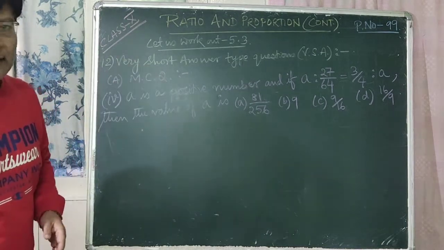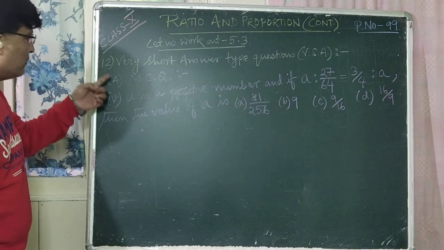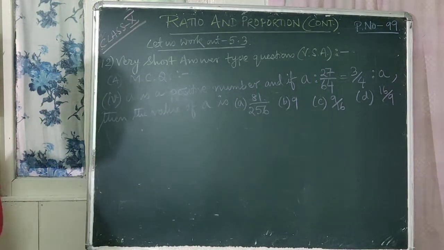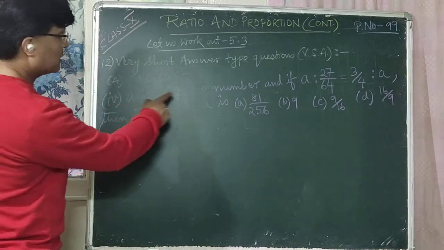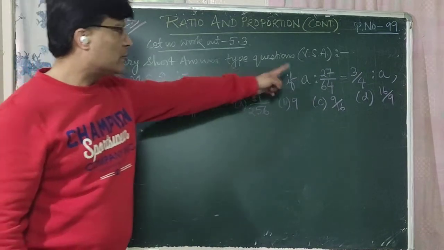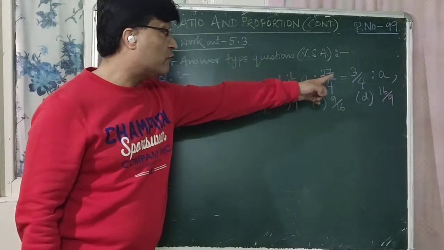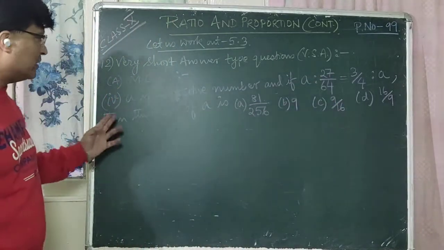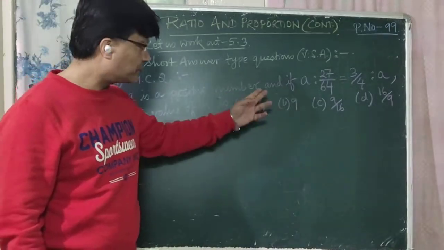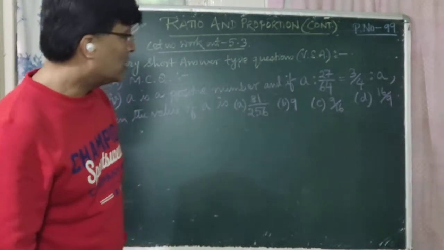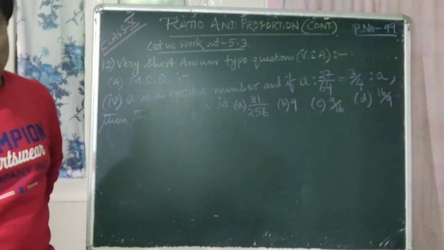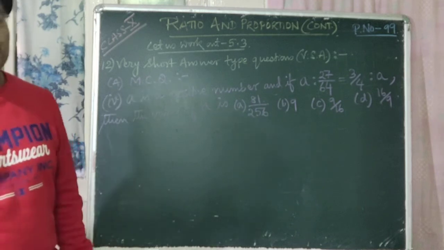In the last online class we did 12A number 3. So let's do question number 4. Question number 4 is, a is a positive number and if a is to 27 by 64 is equal to 3 by 4 is to a, then the value of a is: option A, 81 by 256; option B, 9; C, 9 by 16; and D, 16 by 9. So which is the correct option? You have to choose the correct option out here.